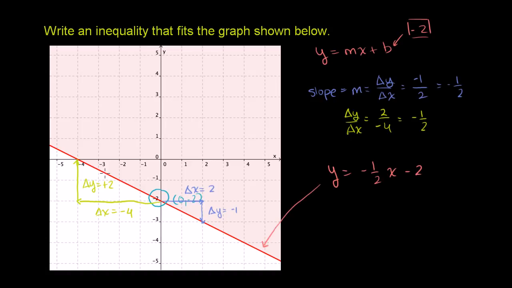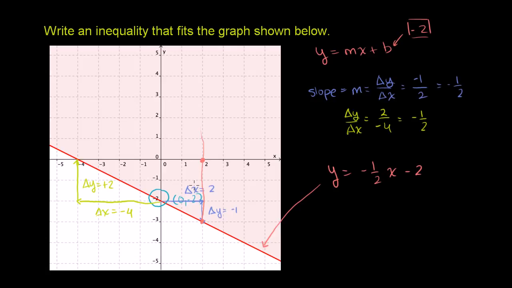Now, this inequality includes that line and everything above it. For any x value, let's say x is equal to 2. When x is equal to 2, this line gives us -1/2 times 2, which is -1, minus 2. It's going to give us -3. But this inequality isn't just y is equal to -3. y would be -3 or all of the values greater than -3. And I know that because I shaded in this whole area up here.